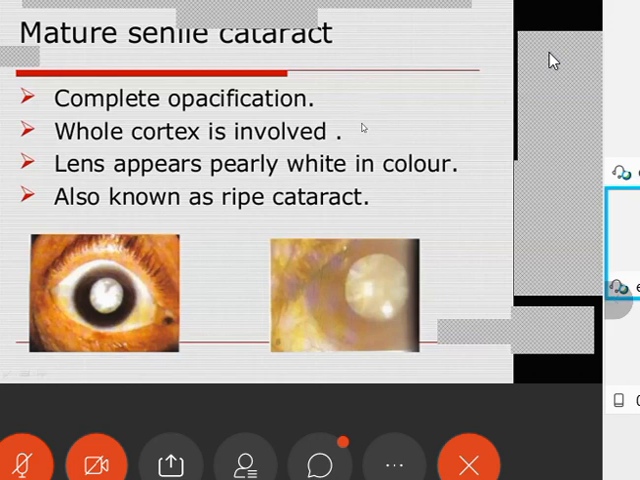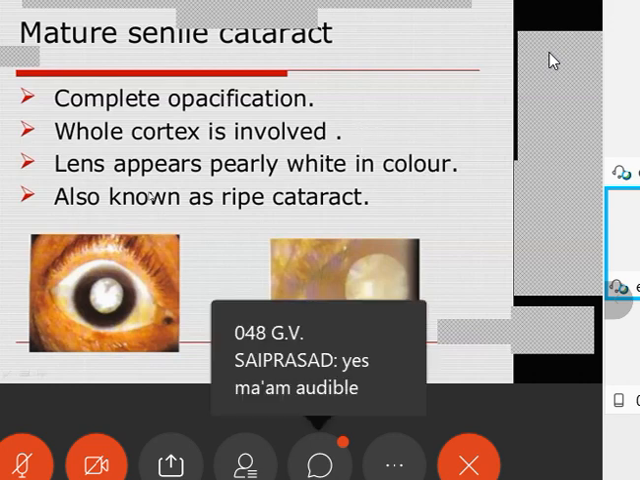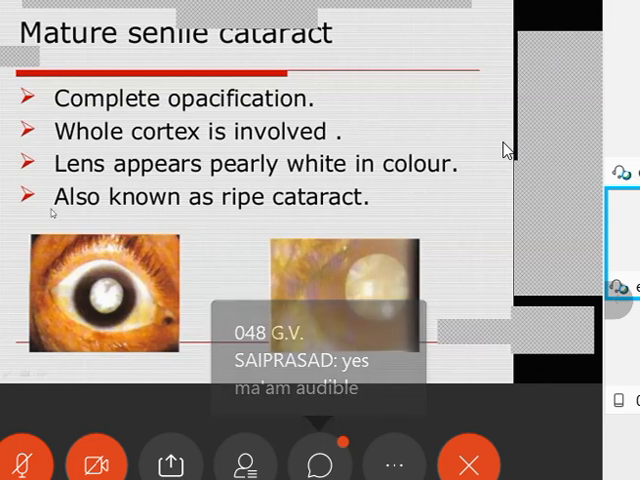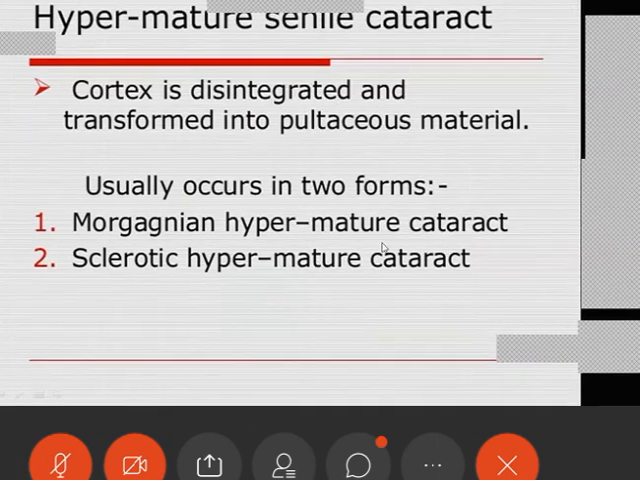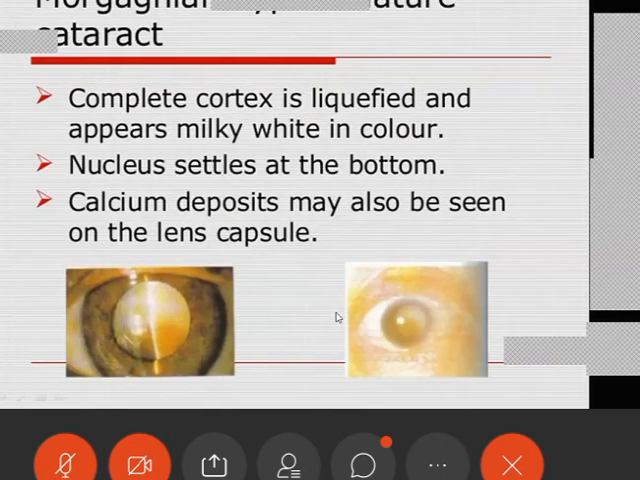And then the whole cortex is involved. Okay. The lens appears pearly white in color. And this is also known as the ripe cataract. And in the hypermature cataract, the cortex is disintegrated, leading to the formation of pultaceous material. And this is the Morgagnian cataract and the sclerotic hypermature cataract.